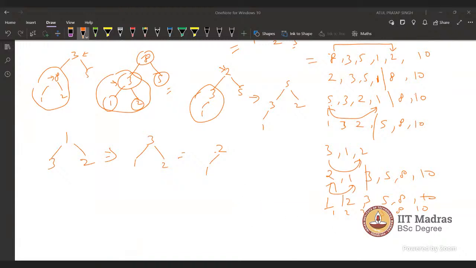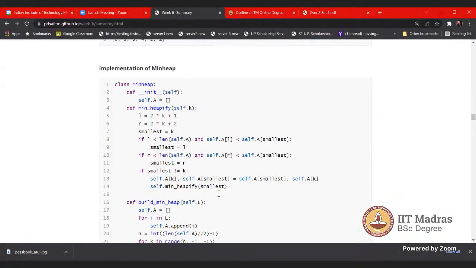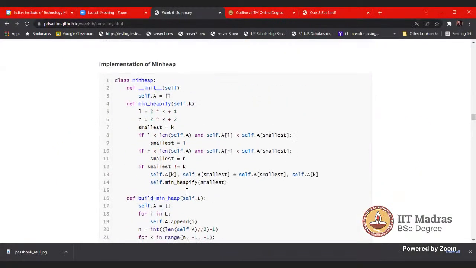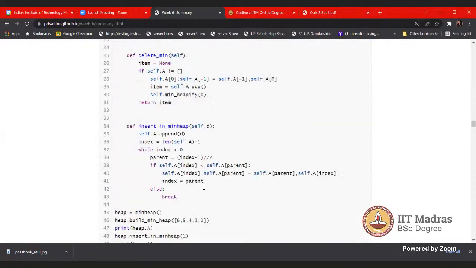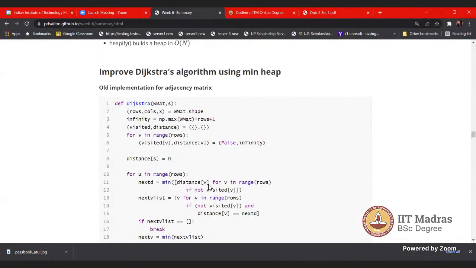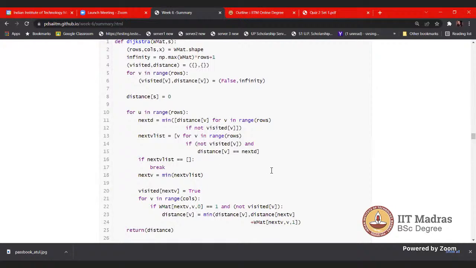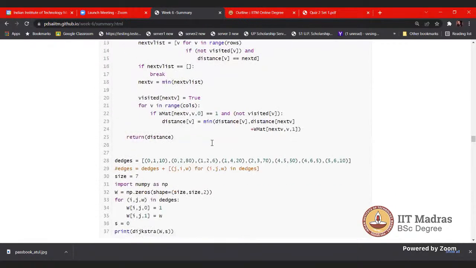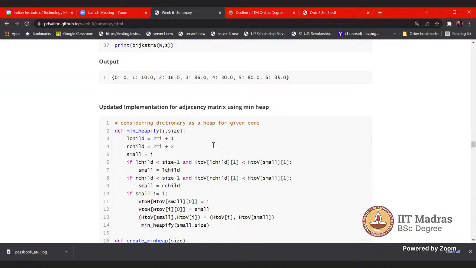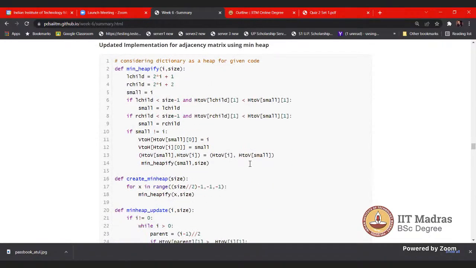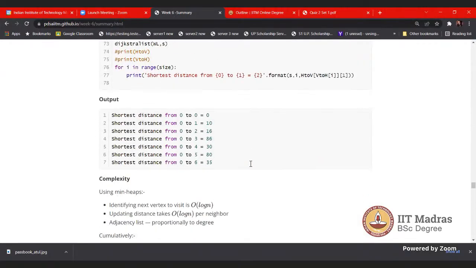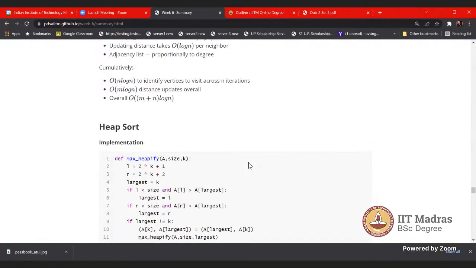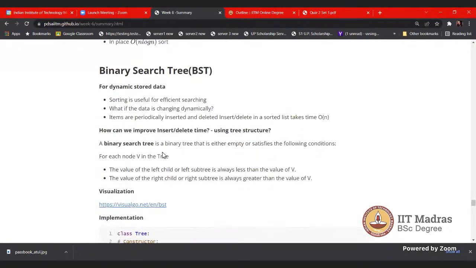So we can use this concept in our heap sort. This is called the heap sort algorithm. Okay, now this is the improved algorithm using min heap actually. So this is a somewhat complicated algorithm which is explained in the lectures. This is the code. Heap sort is given. Okay, next, the binary search process.